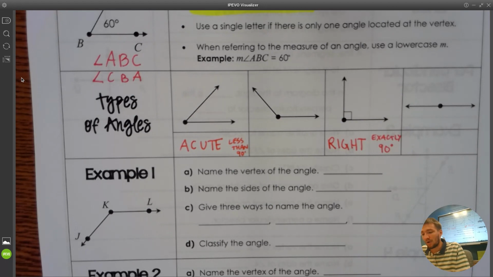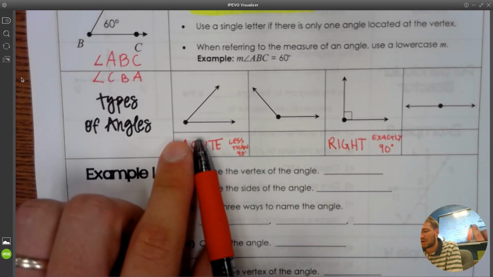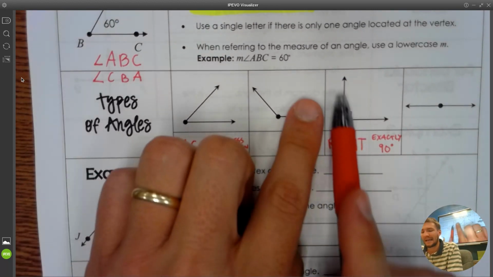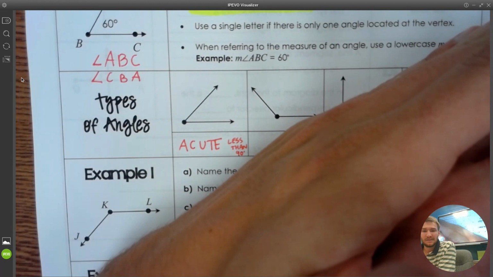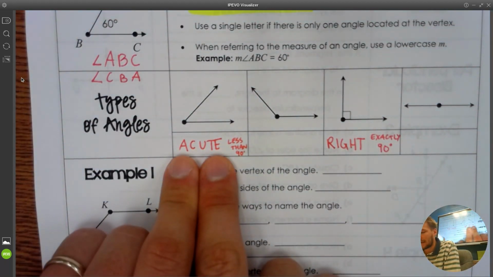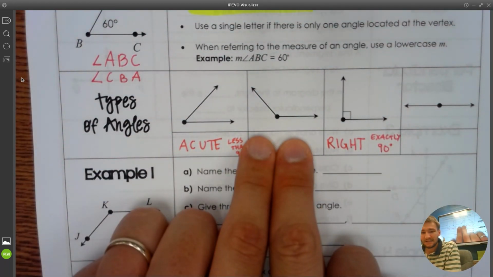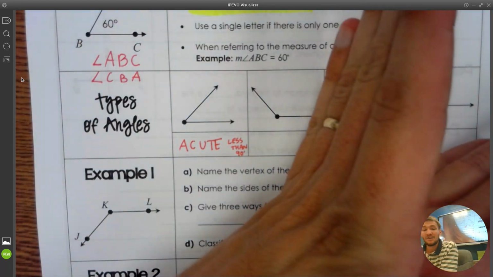So if you are less than that 90, then you could be called acute. It's like a 90-degree angle where you've kind of closed the door a little bit. That's going to give you an acute angle. The opposite is if you have that 90 degrees and you open the door a little bit.